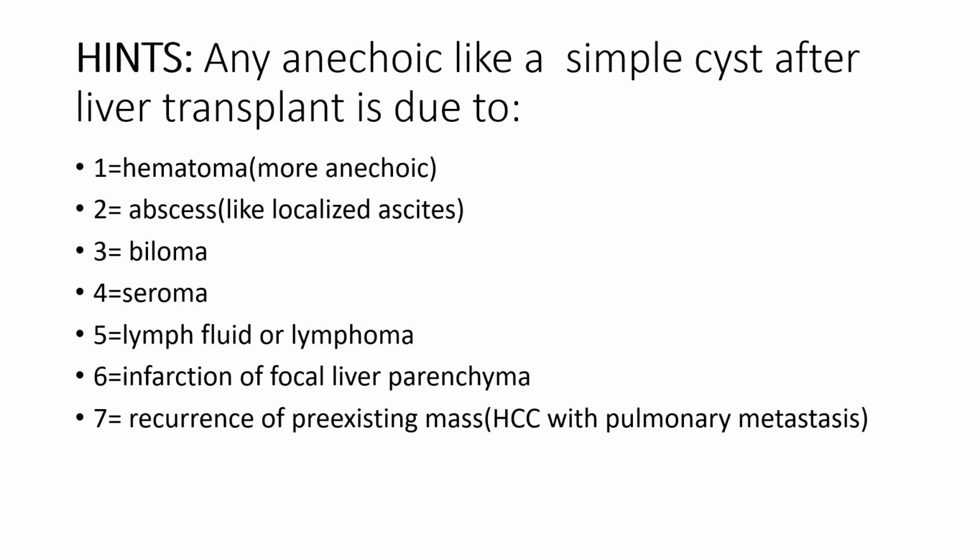So we think about hematoma, more anechoic, inside the liver, or near the portal vein at the portal hepatis, abscess, localized ascites, biloma, meaning leak of bile from the duct because of ischemia, seroma, lymph fluid, or lymphoma, non-Hodgkin lymphoma due to Epstein-Barr virus, infarction or focal liver parenchyma, recurrence of the masses, pre-existing masses, hepatocellular carcinoma, usually with pulmonary metastasis.